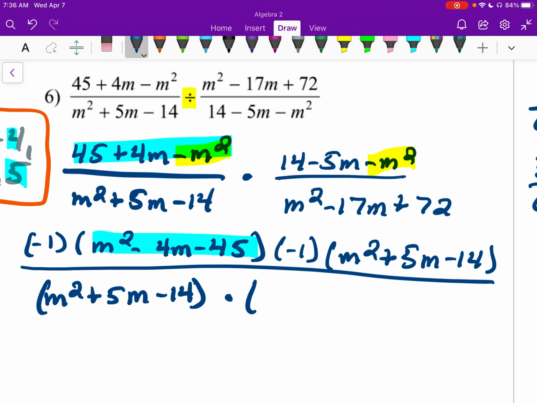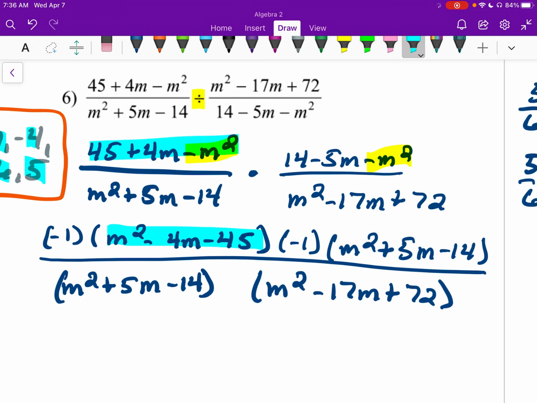And I don't really need a multiplication symbol there. m squared minus 17m. Well, maybe I can write that nicer. Good grief, it's supposed to be 72. All right.